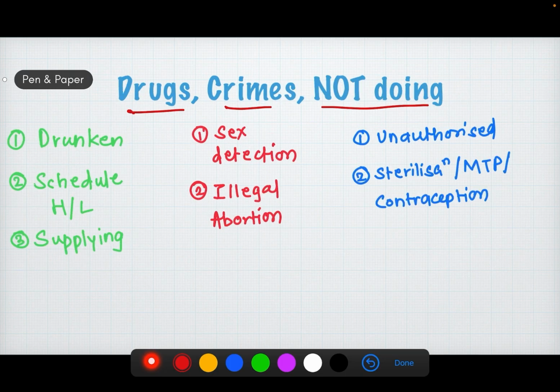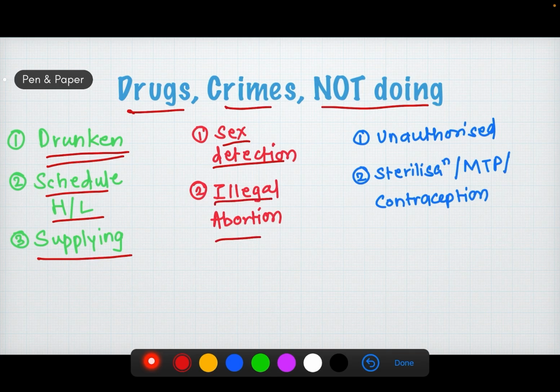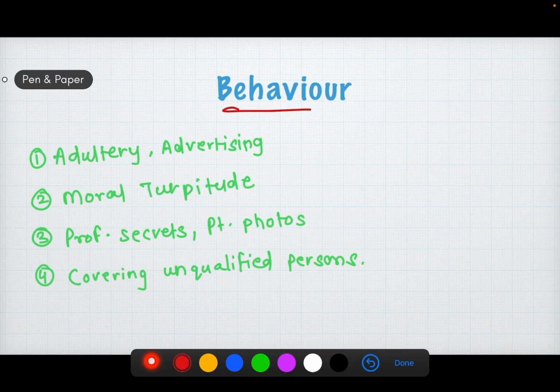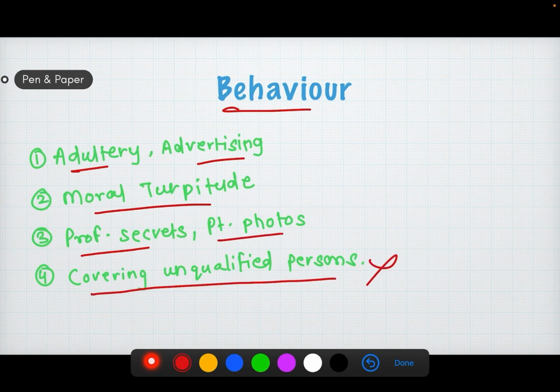Then drugs, crimes and not doing. Drugs, alcohol, schedule H or L drugs sale, supplying drugs which cause addiction without any indication. Then sex detection is a crime. Illegal abortion is a crime. And you should not do unauthorized procedures. Also, you should not deny a patient sterilization, MTP, contraception on the religious grounds. And behavior, it includes adultery, advertising, moral turpitude, professional secrets. You should not leak patient photos, covering unqualified persons. You should not do that.